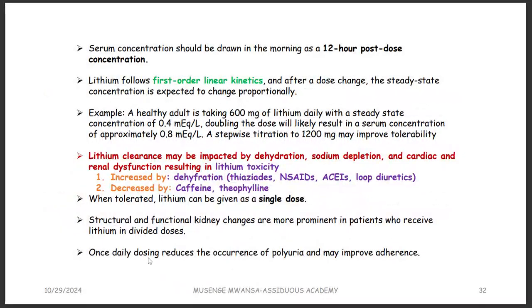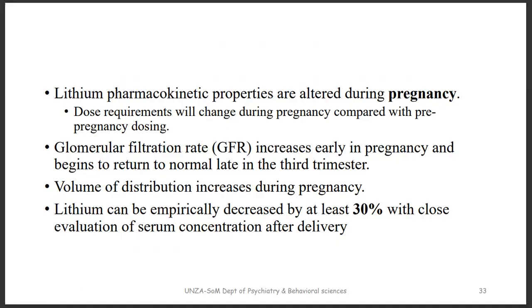And it can be given daily. Once daily dosing can reduce the occurrence of polyuria, because remember, you don't need to give lithium when there is dehydration or with drugs that promote urination. Lithium itself causes too much urination, polyuria. So if you give a once daily dose, it can at least reduce that. And the pharmacokinetics of lithium is changed in pregnancy. If you follow the books, it does not really cause teratogenicity, but it can cause cardiac abnormalities.